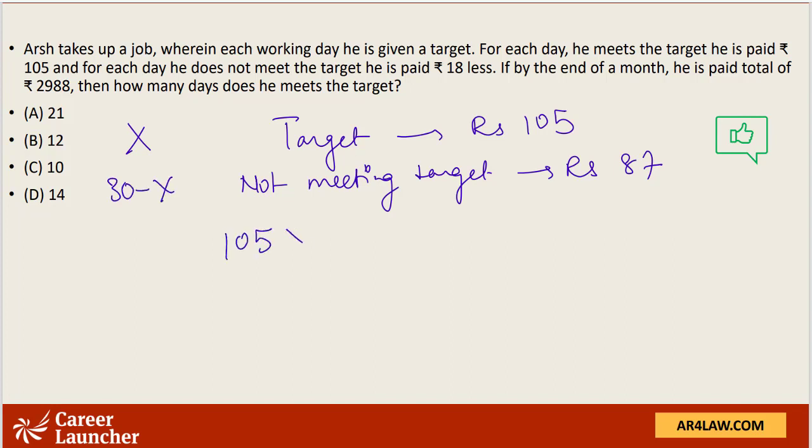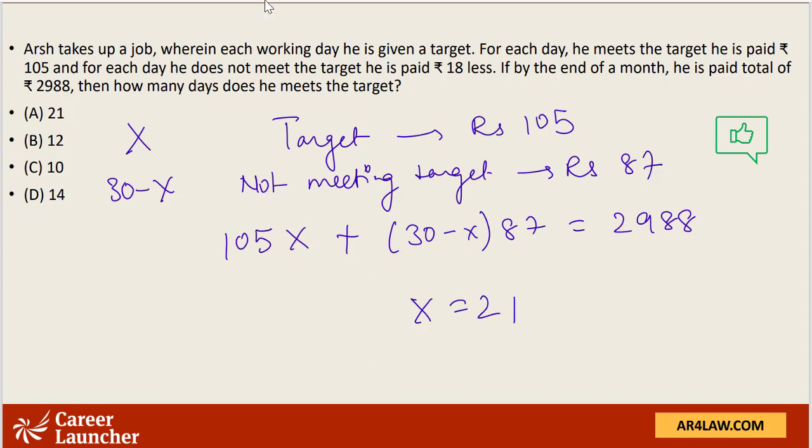So it becomes a very simple equation: 105 into x plus 30 minus x into 87. Total should be 2988. Solving this, you'll get x equals 21. One variable, one equation. Definitely it can be solved. So the answer would be 21. One-liner linear equation. All you need is some clarity on how to frame this equation.